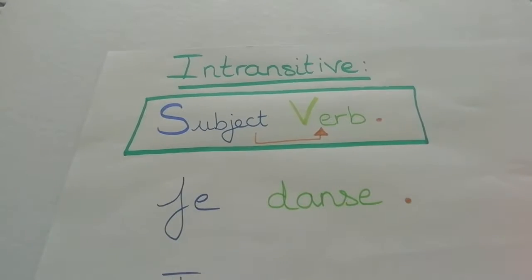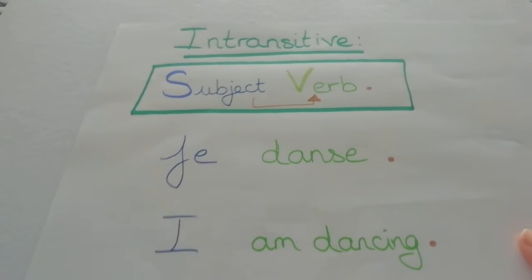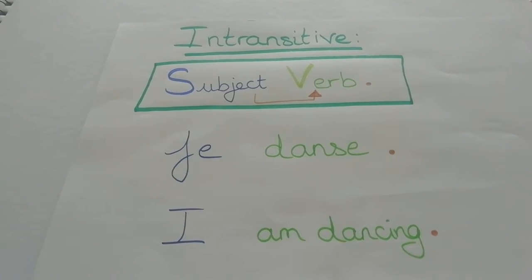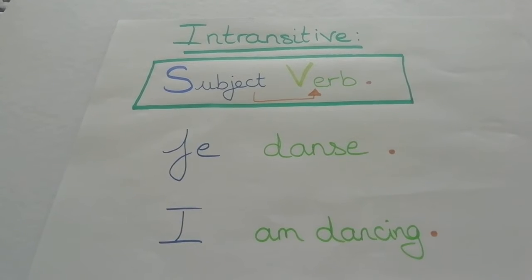An intransitive verb is when the verb makes sense on its own. It doesn't actually need a direct object. So, for example, je danse, I am dancing.